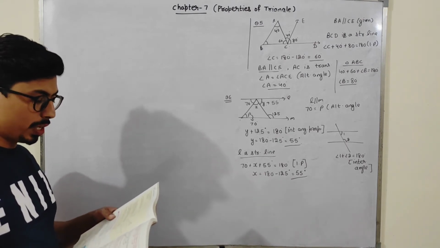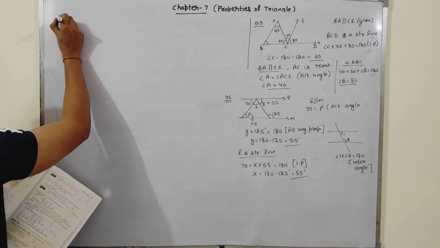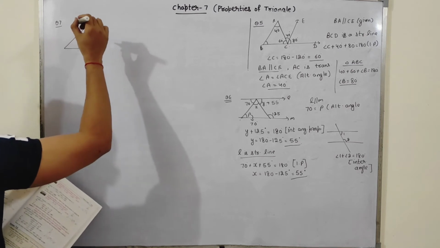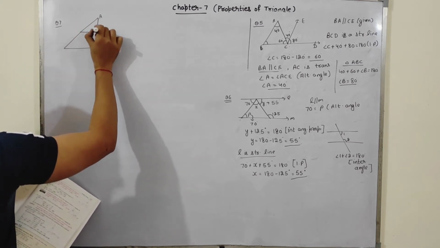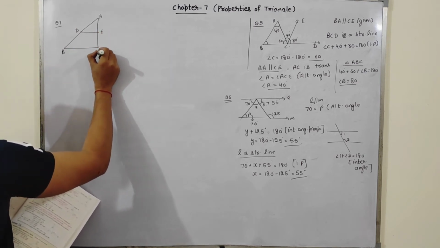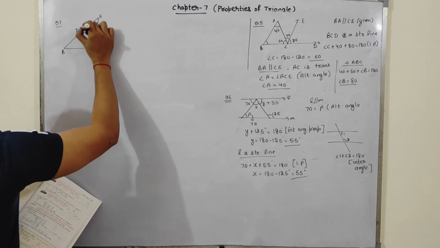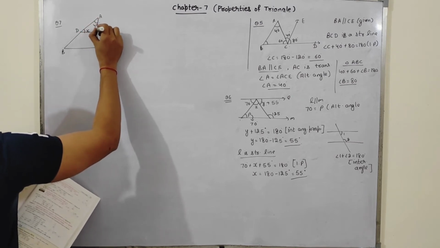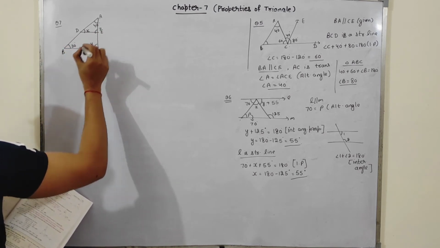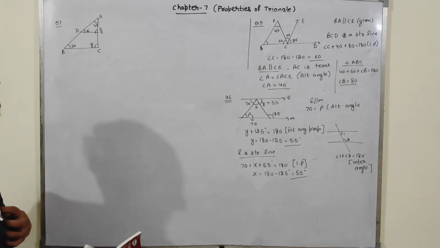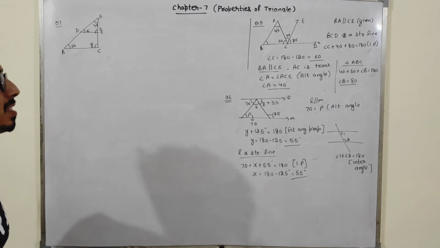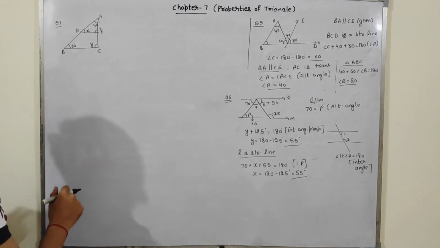See, the figure is given to us in question number 7. A, D, E, and here we have BC. This is 40 degree, this is X, this is Z, this is 30 degree, and this is Y. So DE is parallel to BC. It is given to us, and we have to find out the value of X, Y, and Z.